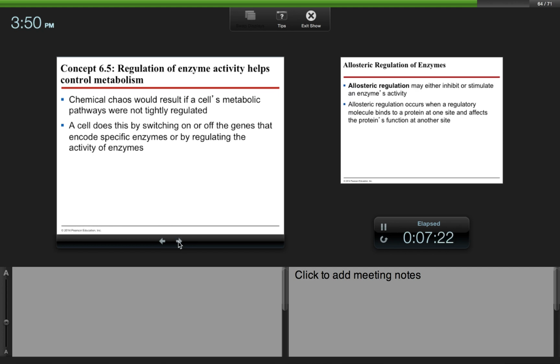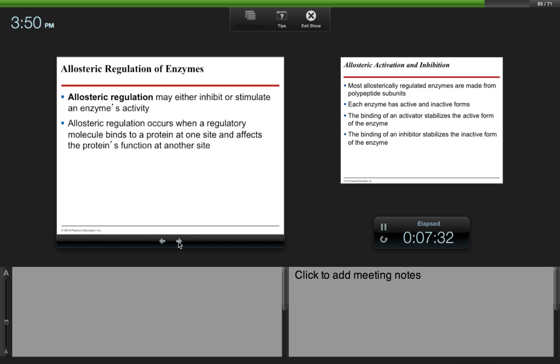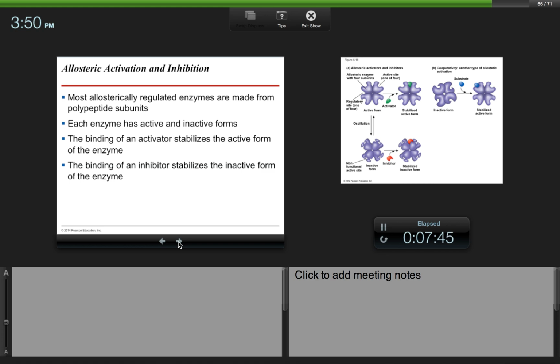Chemical chaos would result if a cell's metabolic pathways were not tightly regulated. A cell does this by switching on or off the genes that encode specific enzymes or by regulating the activity of enzymes. Allosteric regulation may either inhibit or stimulate an enzyme's activity. Allosteric regulation occurs when a regulatory molecule binds to a protein at one site and affects the protein's function at another site. Most allosterically regulated enzymes are made from polypeptide subunits. Each enzyme has both active and inactive forms. The binding of an activator stabilizes the active form of the enzyme, and the binding of an inhibitor stabilizes the inactive form.